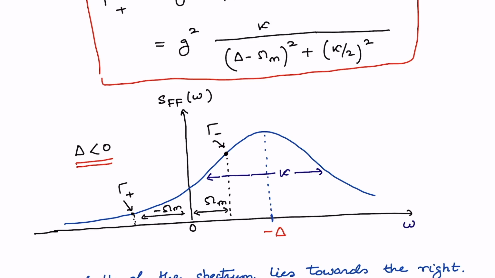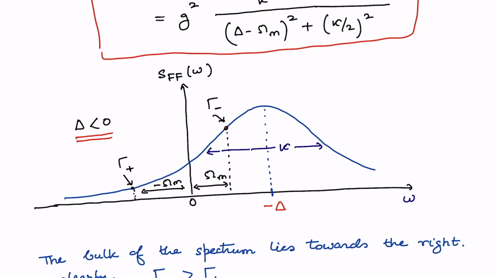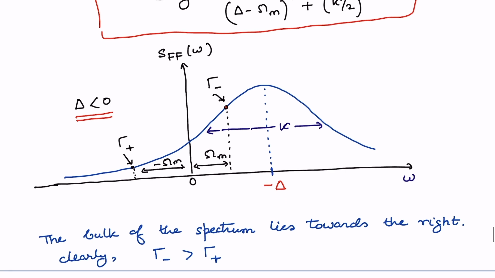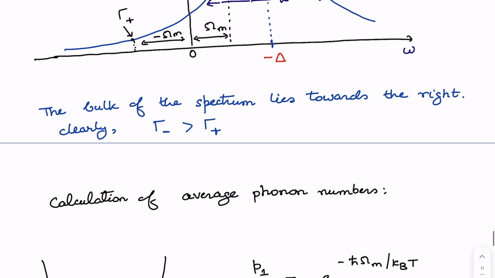If I just pick up this particular point, you also see the bulk of the spectrum lies towards the right, and it is very clear that at the frequency plus omega m, the downward transition rate is much higher than the upward transition rate. Gamma minus is greater than gamma plus, and that refers to cooling.